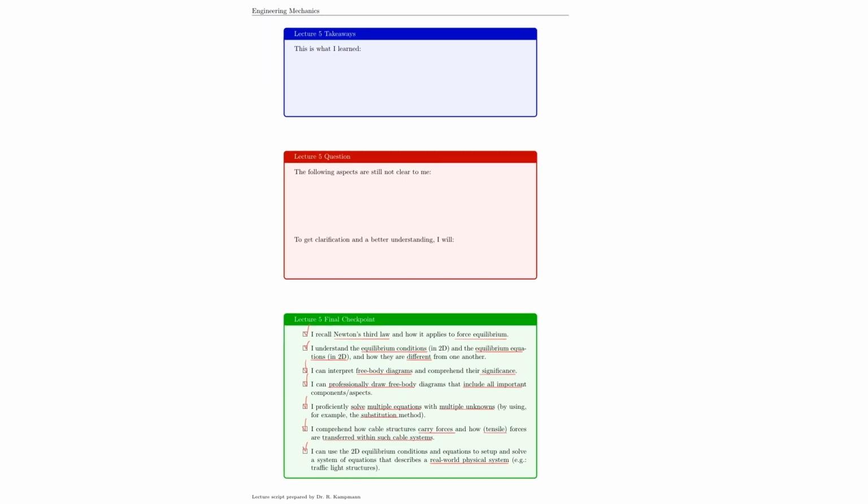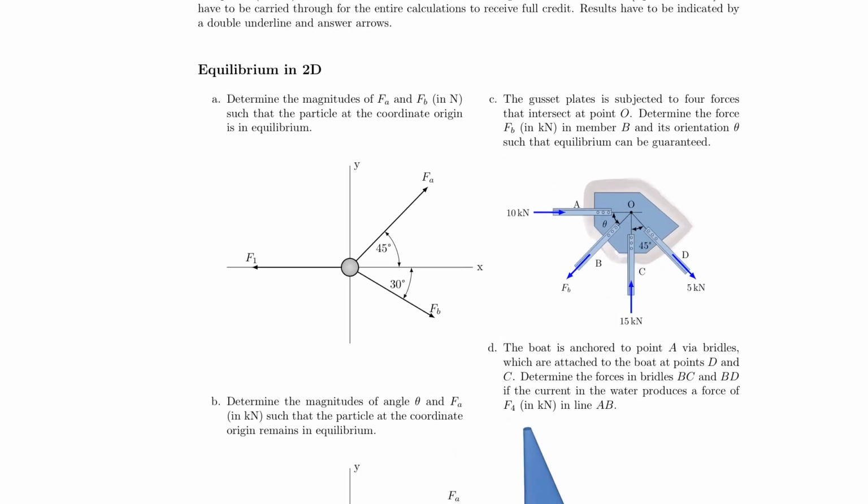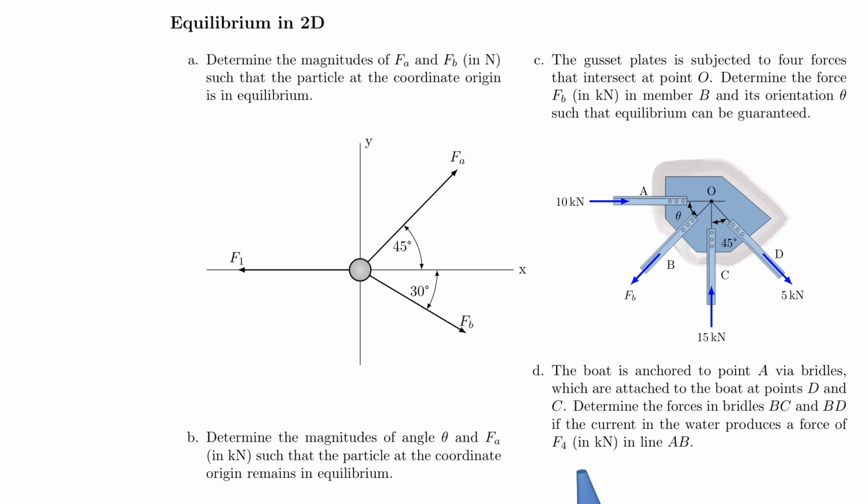Let's talk about the homework. As you can see here, we start the homework with very basic problems, just idealized problems, if you will. In fact, the free body diagrams are already given to you. Here you have to make sure that this particle at the origin remains in equilibrium. So you have an FA and an FB, and you have F1 acting in this direction. Angles are given to you, so this should be solvable for really every student in the class, independent of the different variables. Let's move on to the next problem.